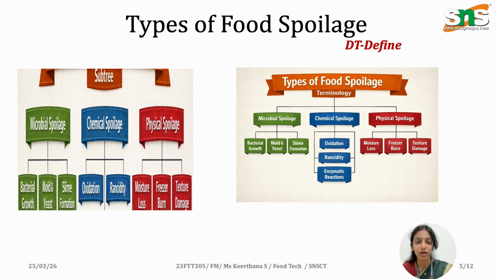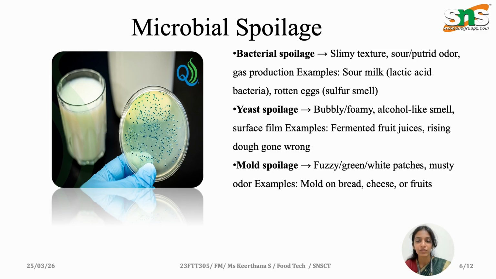And over here, we have the different types of spoilage. The different types of spoilage are broken down into three main categories, starting with microbial spoilage, chemical spoilage, as well as physical spoilage. So let's discuss this in more detail. First, we're going to talk about microbial spoilage.